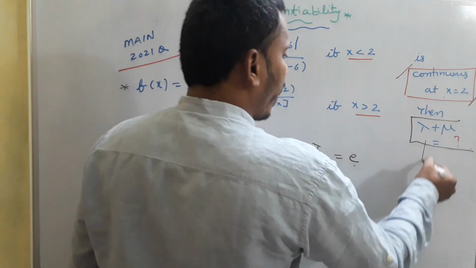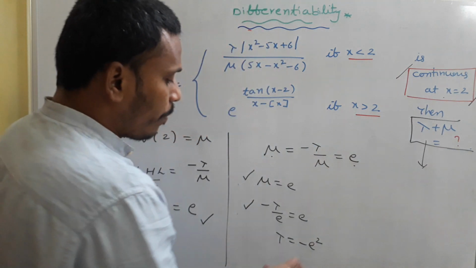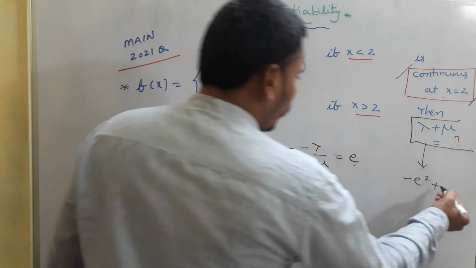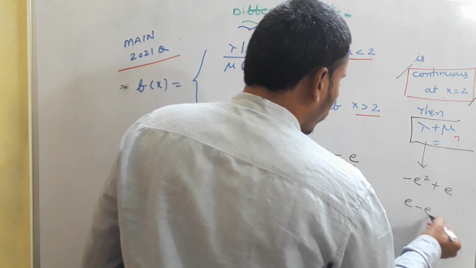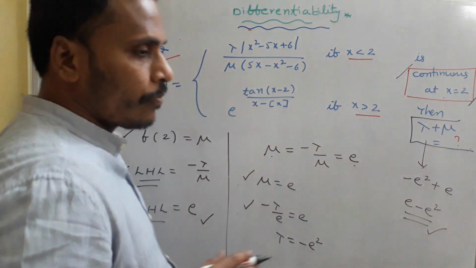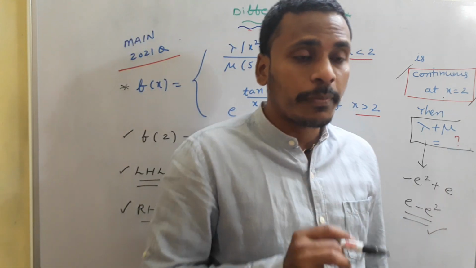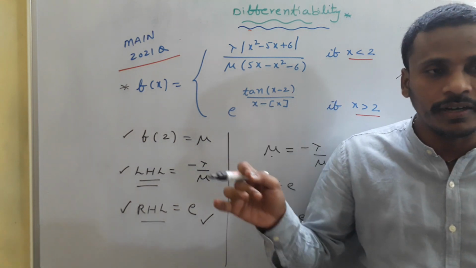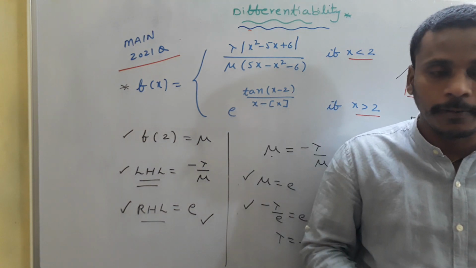Our task is to find lambda plus mu. Lambda is this minus e square. Mu is just this e. So e minus e square is your answer at the end for this problem. Okay. As I said, this is a problem from continuity asked in Mains 2021. Okay, a recent examination, right? Have a look.